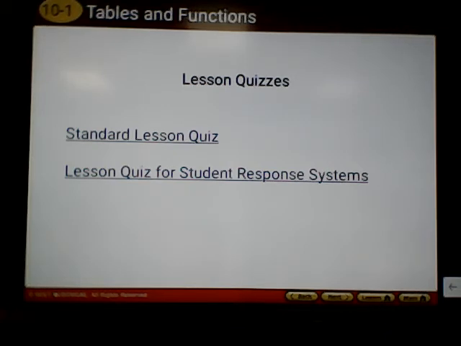And that's lesson 10-1. I know it's a hard lesson, so hopefully you take your time on that one and work it out and solve it the best you can. So thanks.